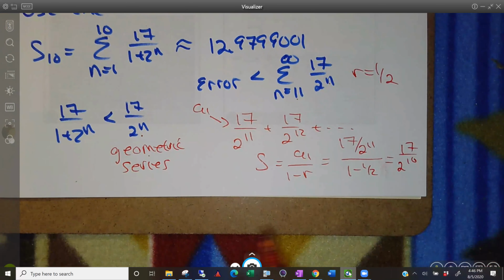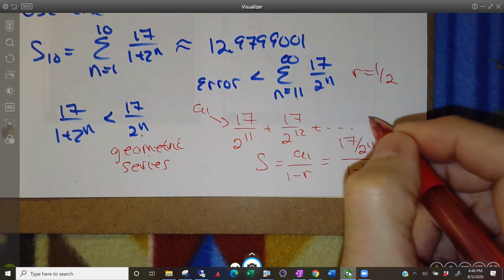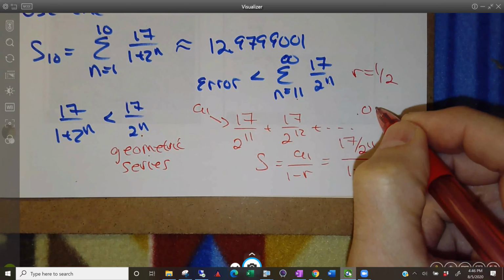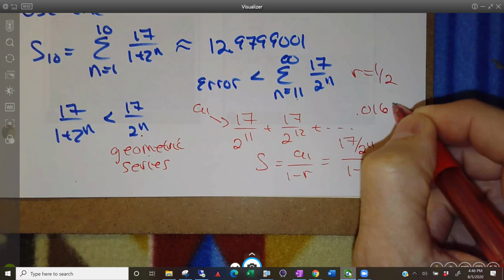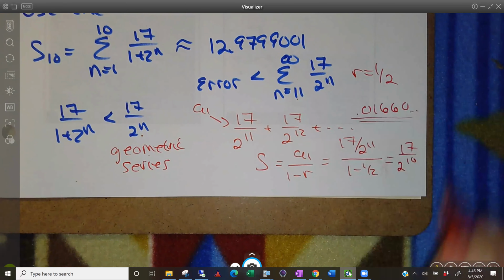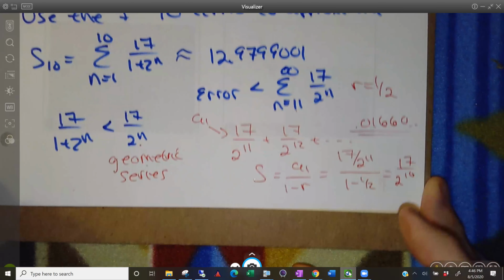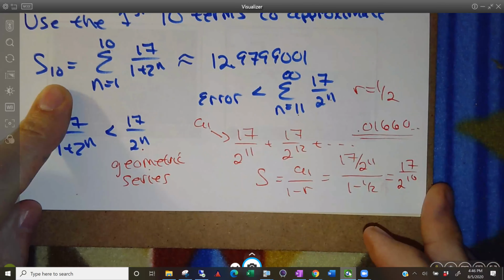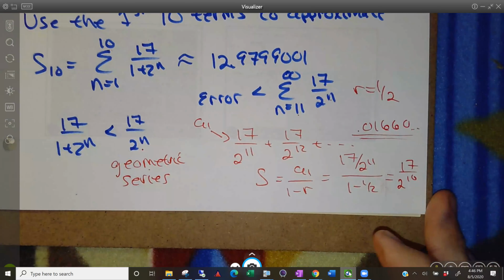You can get a decimal value for that off your calculator. It's about 0.0166. So that'd be the approximate error in using just the first 10 terms of this series to approximate the overall total.